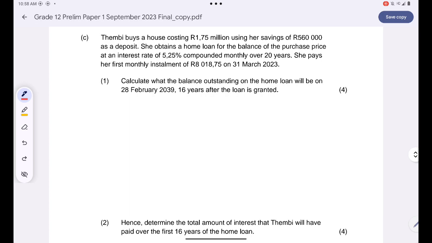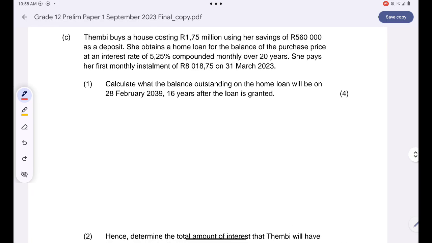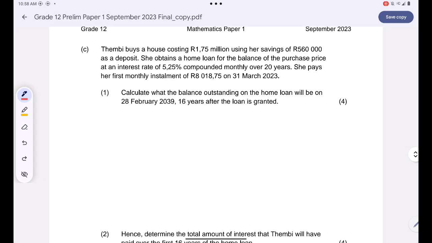Tembi buys a house costing 1.75 million using her savings of 560,000 as deposit. She obtained a home loan for the balance of the purchase price at an interest rate of 5.25% per annum, compounded monthly over a period of 20 years. She pays her first monthly installment of 8,018 rand 75 cents on the 31st of March. When did she open the loan? Did they tell us? Okay.